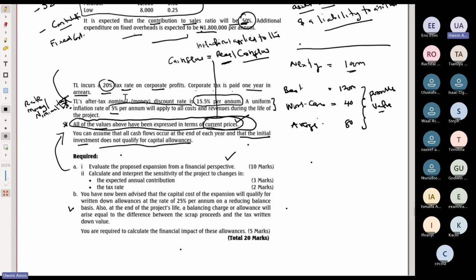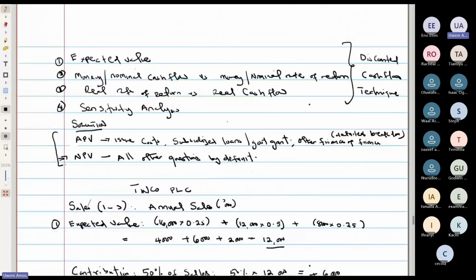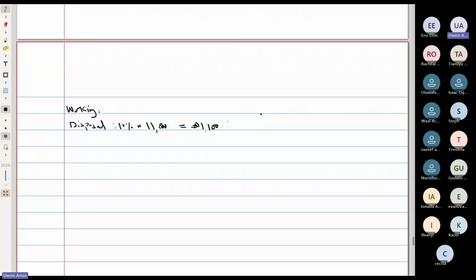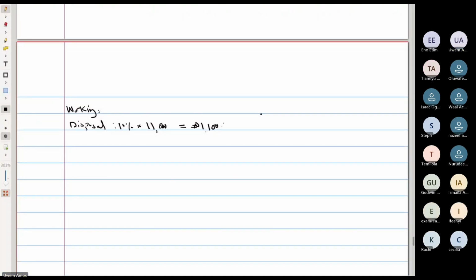It says all of the values above, as in every single value above, all of them, there's no exception, have been expressed in terms of current prices. All of the values. And one of the values there is our scrap value. So the scrap value of 1.1 we just calculated now is in current price terms, which is real cash flow.